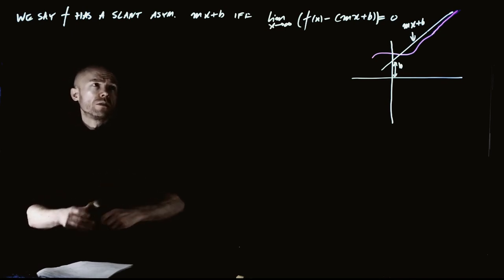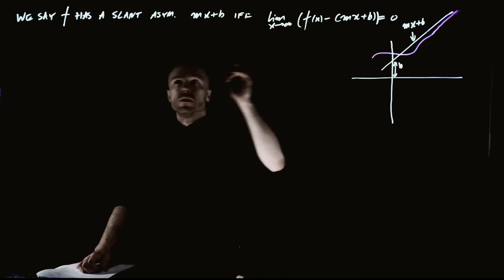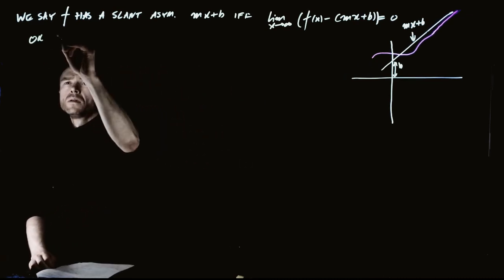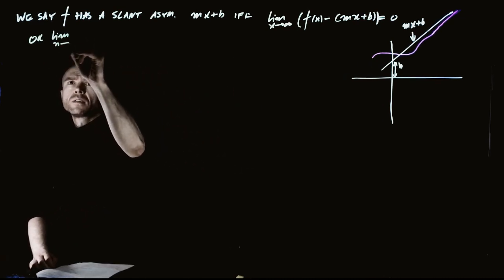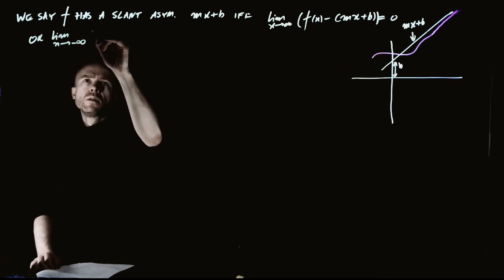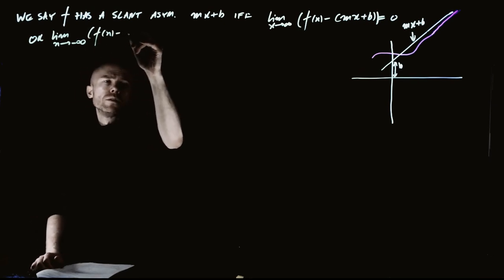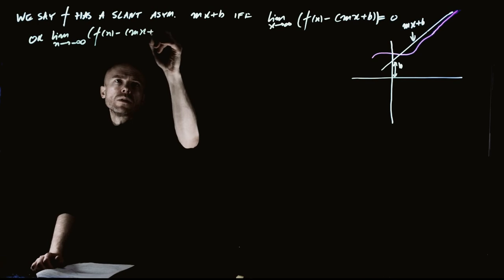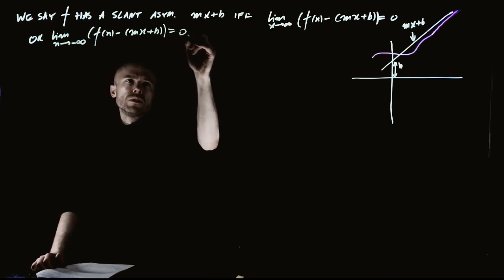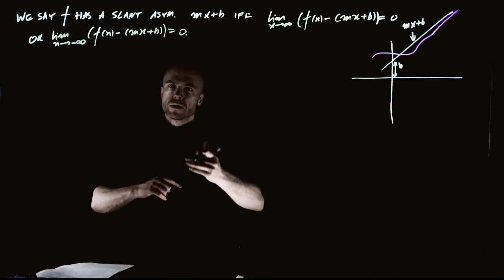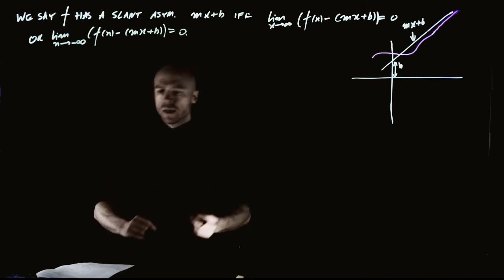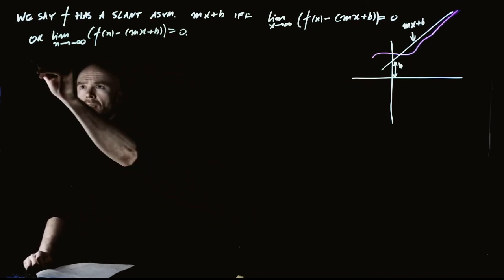Well, I should maybe complete this. If and only if this is true, or the limit as x goes to minus infinity, f of x minus mx plus b is equal to 0. So just like we can have two horizontal asymptotes, we can have two distinct slant asymptotes. So this is the example we will study.